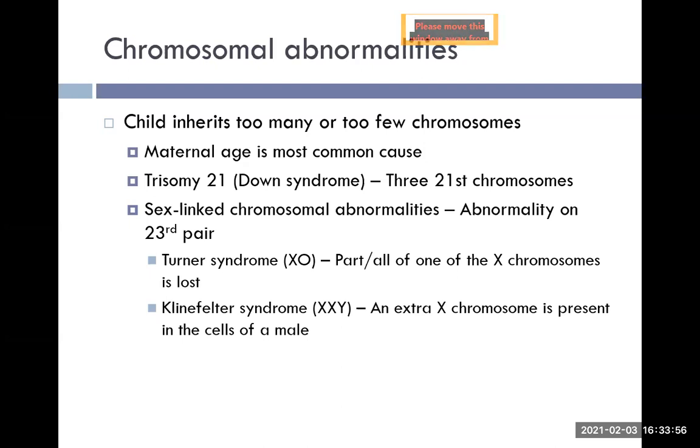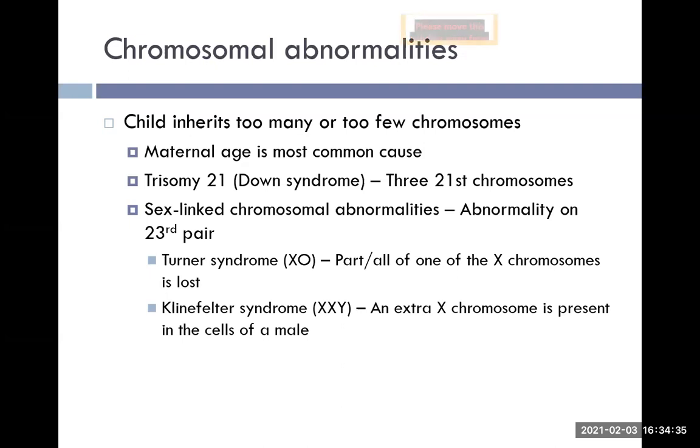When the abnormality is on the 23rd pair, the result is a sex-linked chromosomal abnormality. A person might have XXY, XYY, XXX, or XO. Two of the more common sex-linked chromosomal disorders are Turner syndrome and Klinefelter syndrome. Turner syndrome occurs when part or all of the X chromosome is lost, and the resulting zygote has an XO composition. This occurs in one of every 2,500 live female births, and affects the individual's cognitive functioning and sexual maturation.